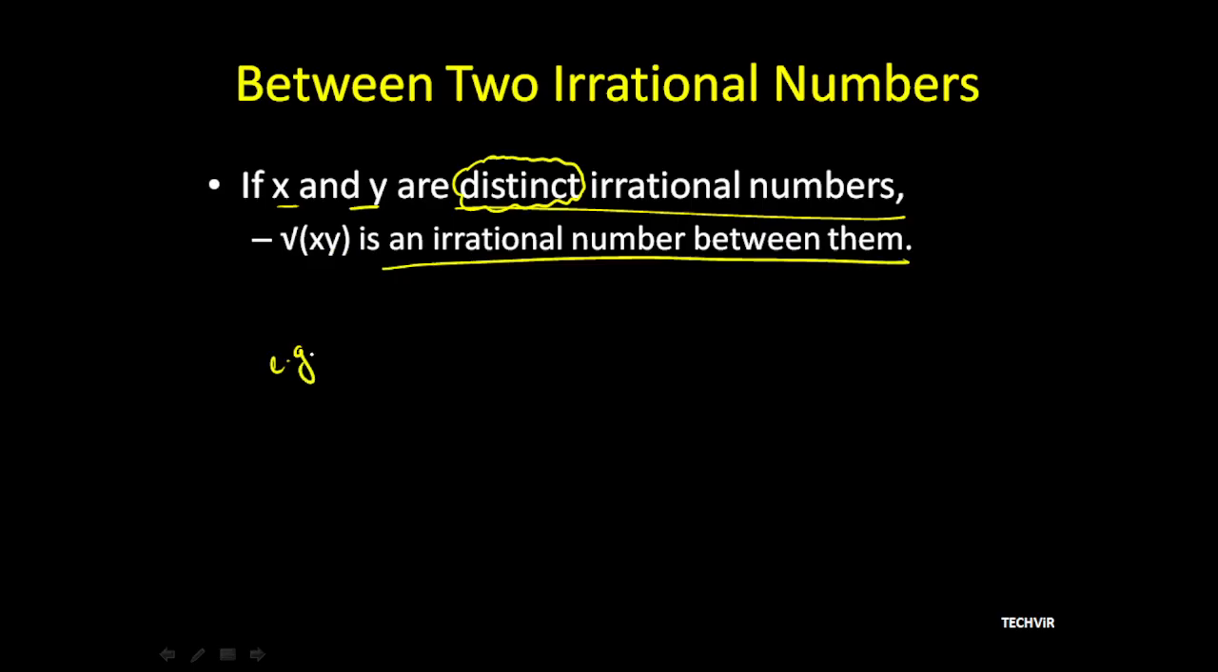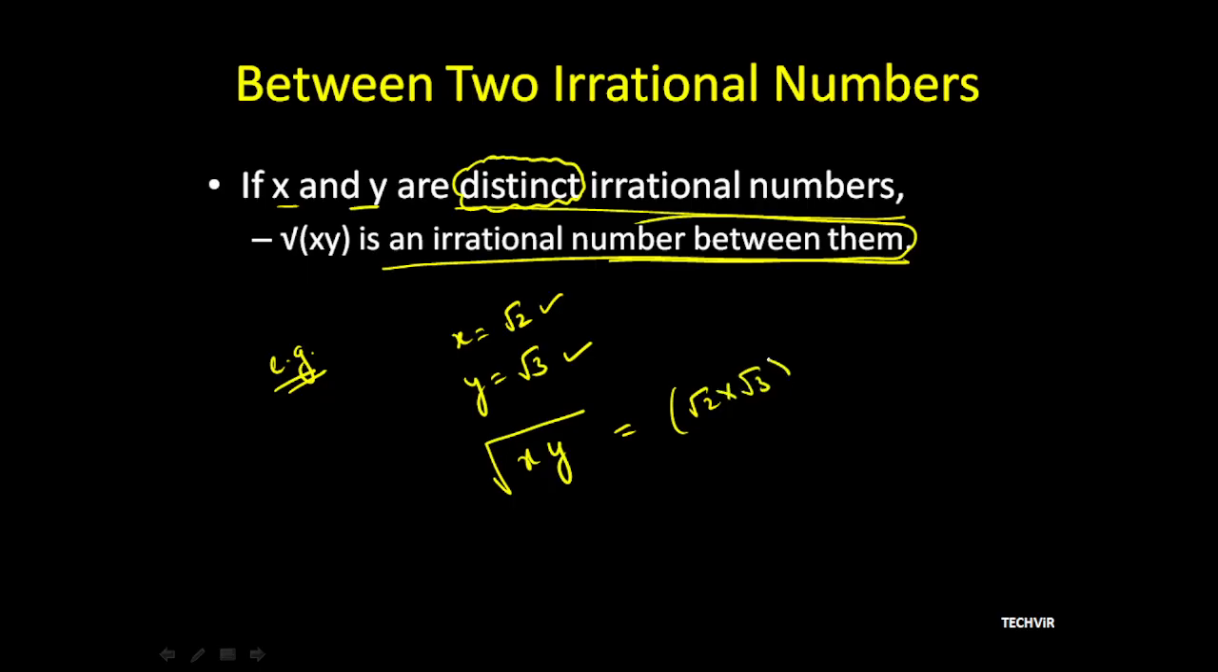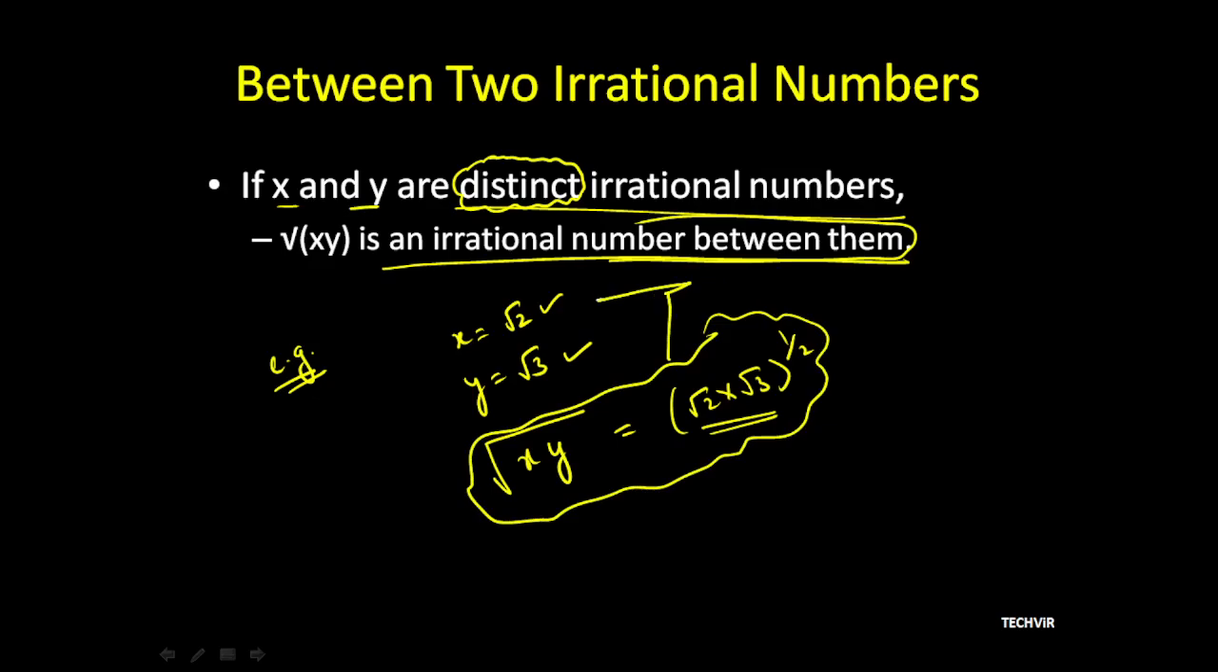For example, suppose I have an irrational number x equal to root 2 and y equal to root 3. Then if somebody asks you to find an irrational number between root 2 and root 3, the irrational number between them will be nothing but the square root of the product of x and y. That will be root 2 multiplied by root 3, to the power 1 by 2, the square root of this product. So the square root of this product will give you an irrational number which is in between x and y.